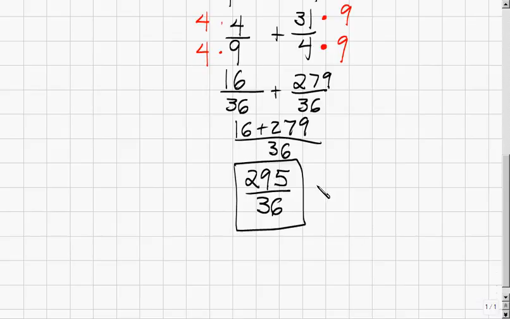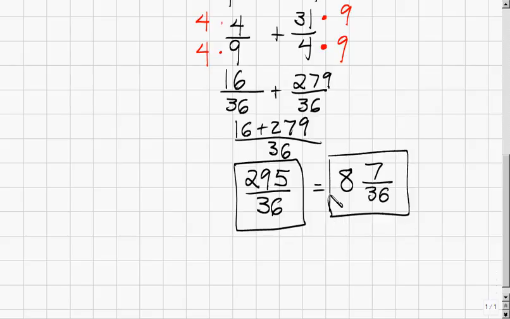So 36 divides into 295 8 whole times. 8 times 36 is 288. And if we subtract 288 from 295, we're left with 7. So we would have 8 and 7/36 as a mixed number, as our final answer.